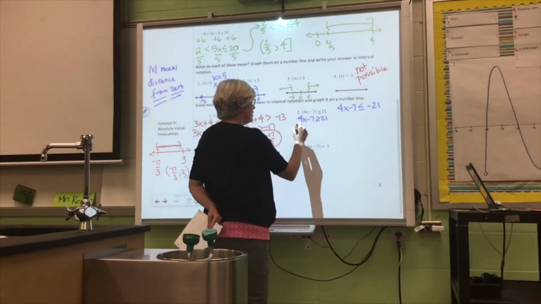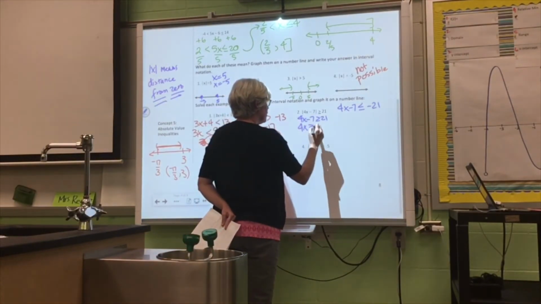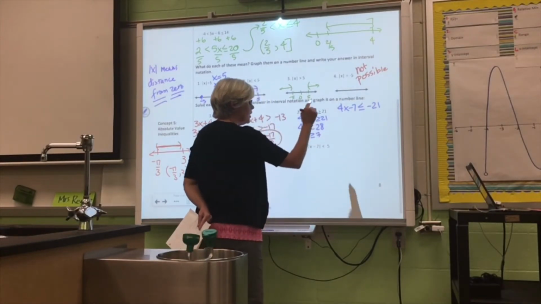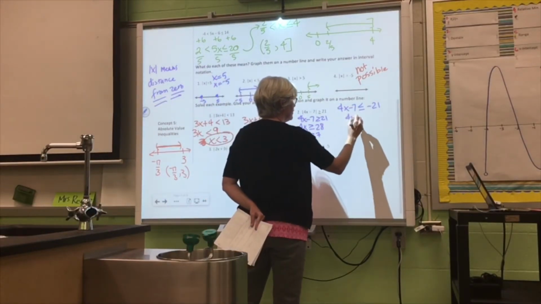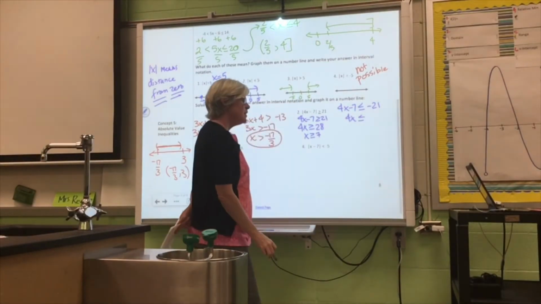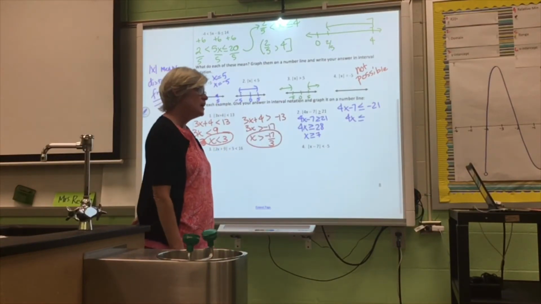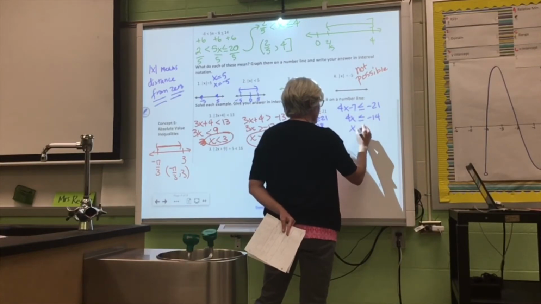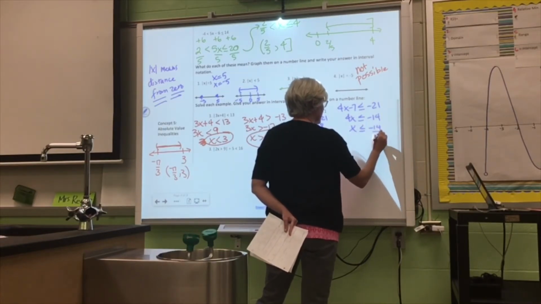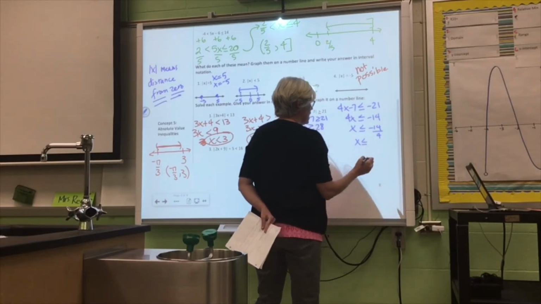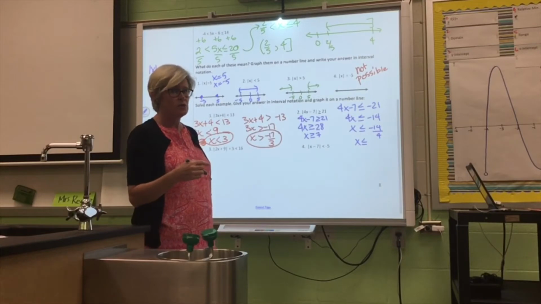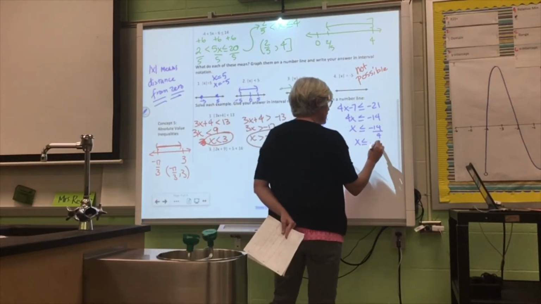So we're going to add, that's 4x greater than or equal to 28. Divide by 4, we get 7. Over here, we're going to add, this time negative 21 plus 7 is a negative 14. We're going to divide by 4. We get negative 14 over 4. And even though I don't want you to make it an improper fraction, you absolutely do have to reduce it. So we're going to simplify that to negative 7/2.